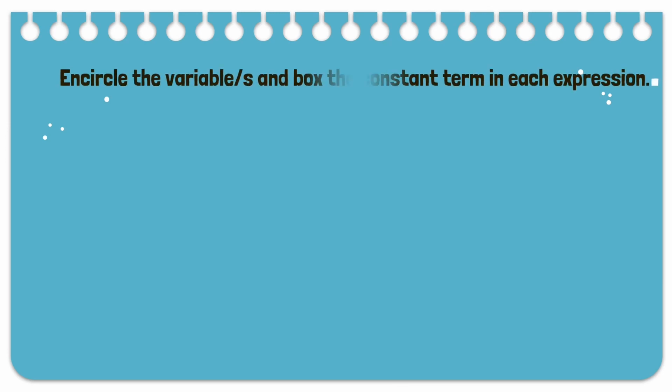Okay, for the next activity, we will encircle the variables and box the constant term in each expression. So, since we already know how to identify the variable and the constant term, so let's try. So, 2x plus 10. So, i-encircle natin yung variable dito. Siyempre, kita naman natin ang variable is yung x. And yung constant dito ay 10. So, we will box 10.